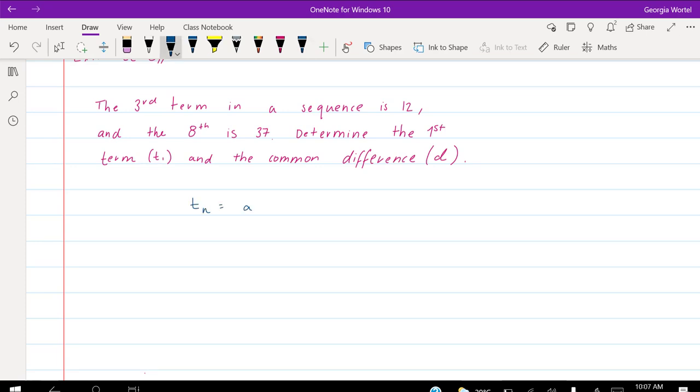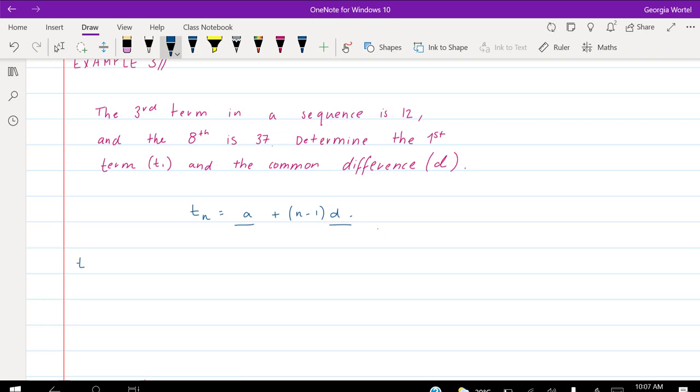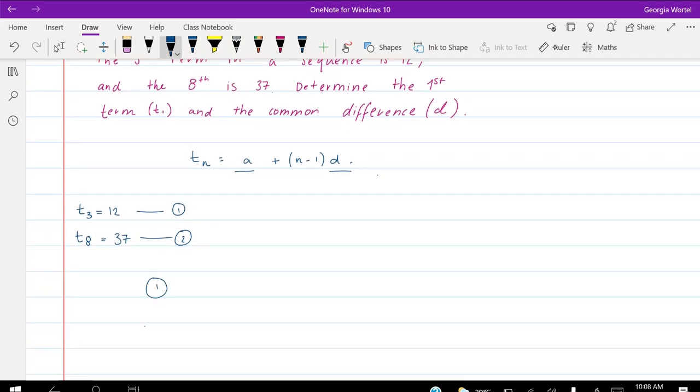When that happens, write down at least the stuff that you know. We know there's a rule that's probably going to come in handy, so let's at least write that. Tn is equal to A plus n minus 1 times by D. Okay, we need to work out this, and we need to work out this. What else do we know? We know the third term is 12, so we know T3 is 12. And we also know T8 is 37. So let's sub these things in and see where we get. I'm going to call this the first one and this the second one.